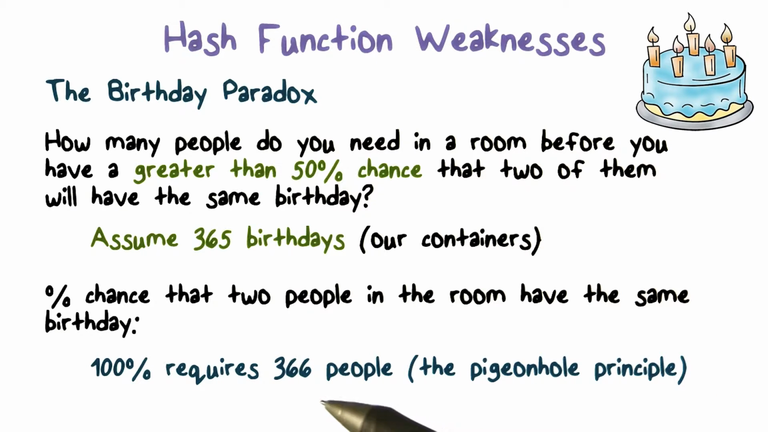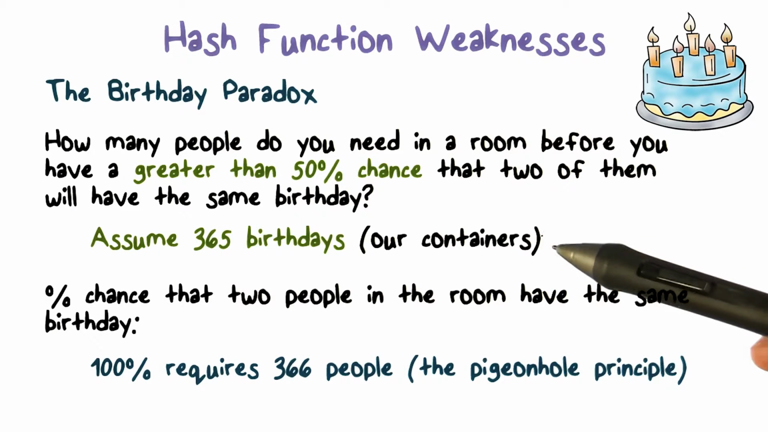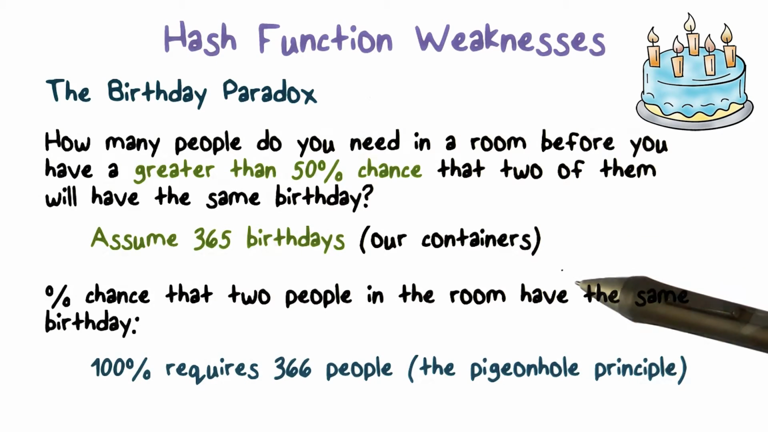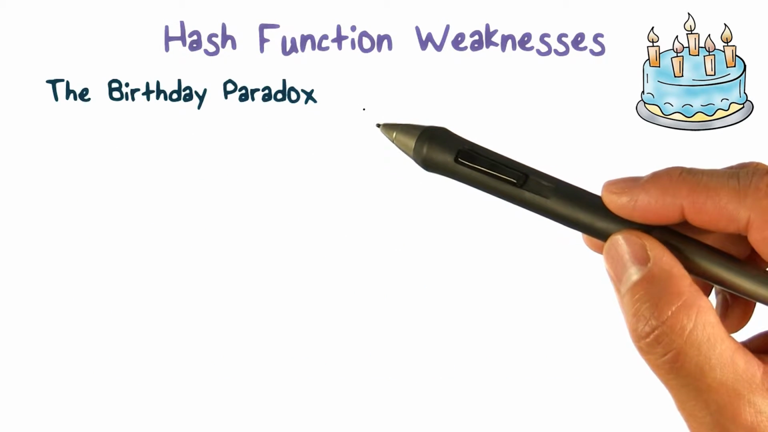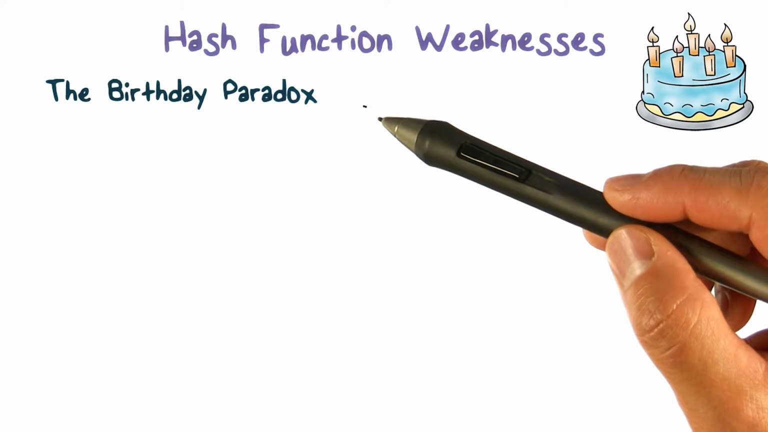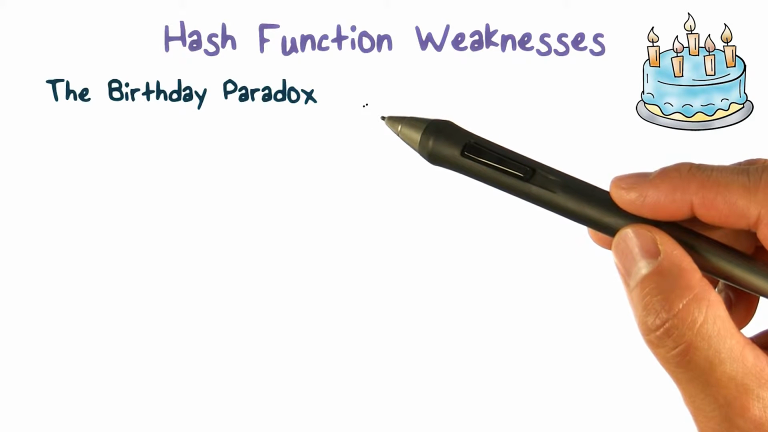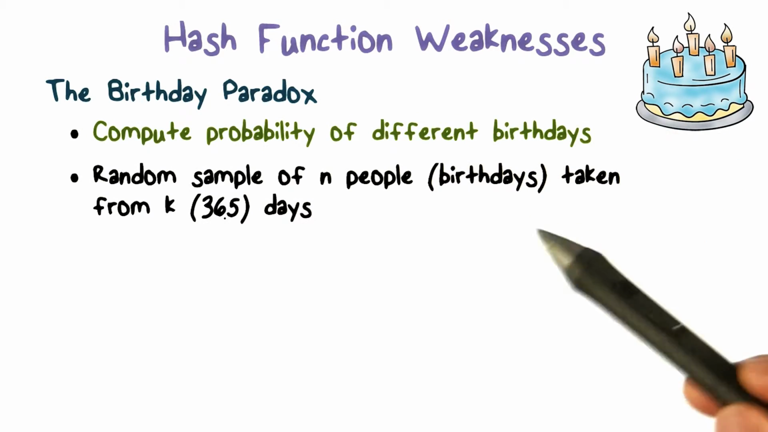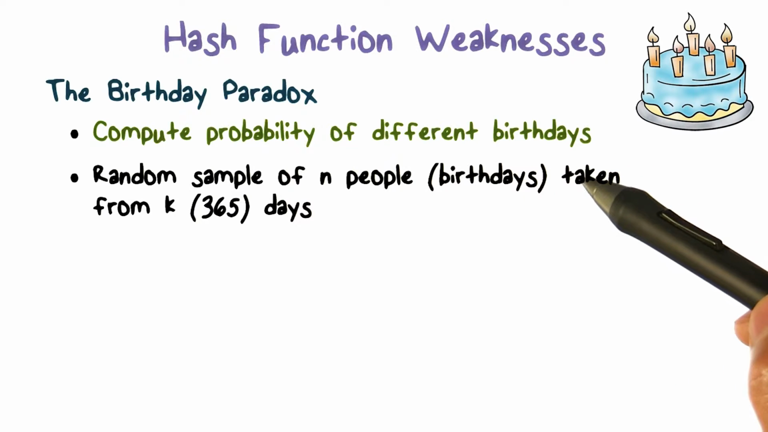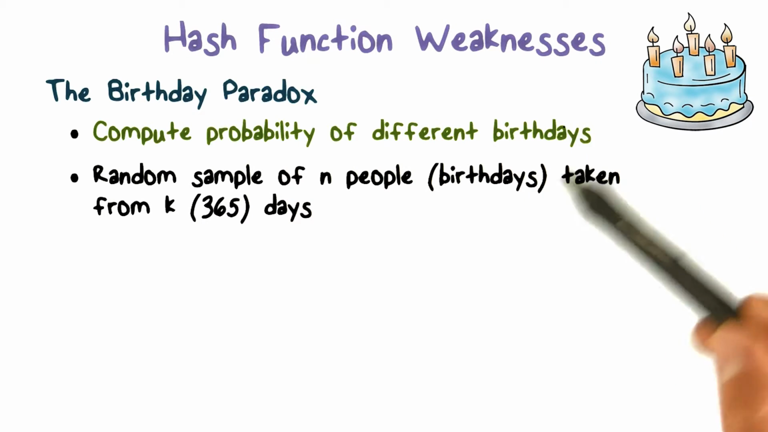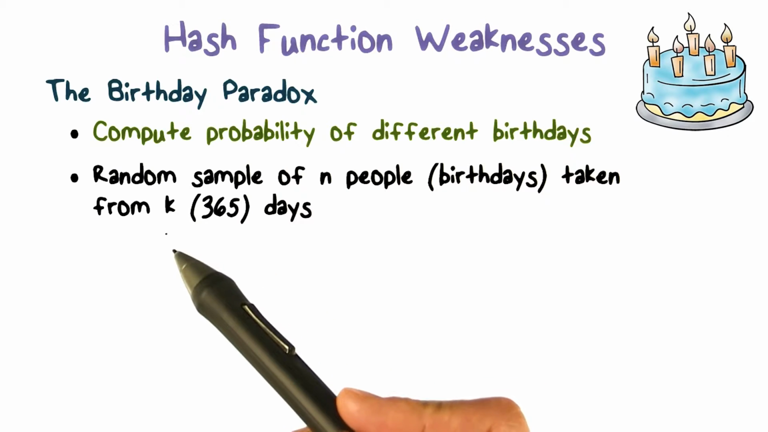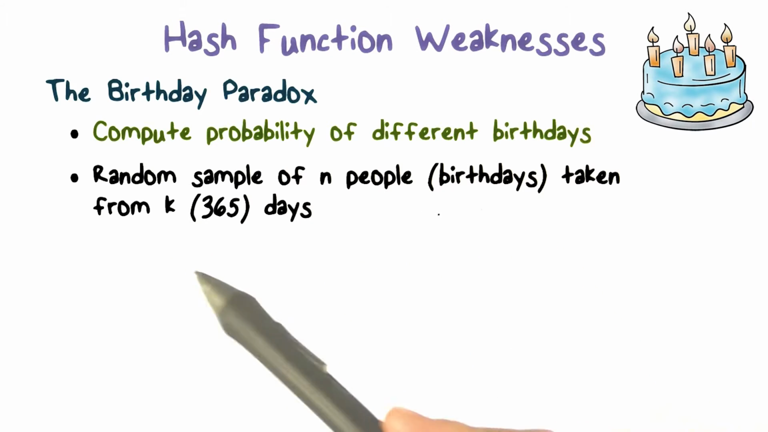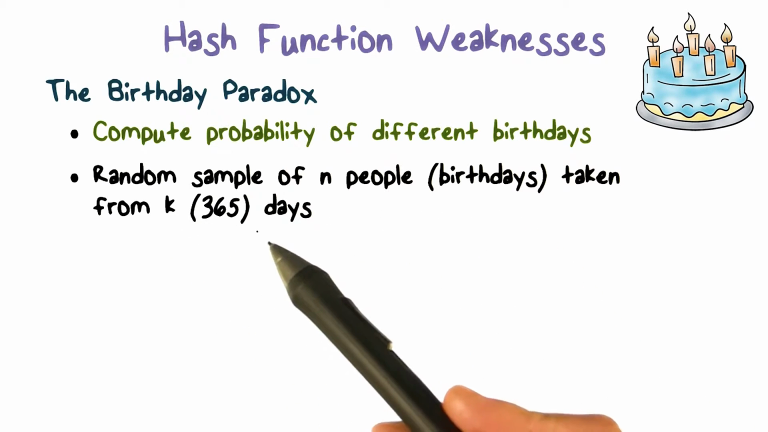So we need 366 pigeons, or people, in order to make sure that 2 of them will have the same birthday. Now suppose we only need a good chance, say only a 50% chance, that 2 people in a room would have the same birthday. How do we calculate how many people we need in a room? We can solve this problem using the following procedure. We can model this problem as n people choosing from k days as their birthdays. Of course, k is 365.